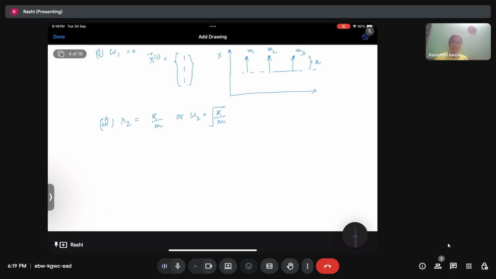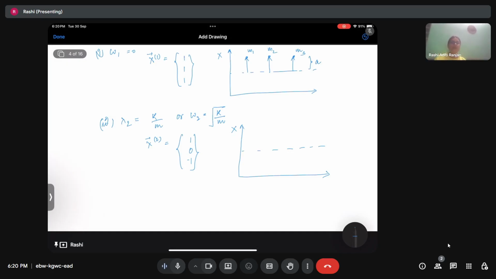Now, corresponding to this finite frequency, we are going to get the eigenvector as 1, 0, and minus 1. So now if I try to plot, what this is trying to say is basically this mode shape: if you displace mass m1 by some amount a and you displace mass m3 by some amount minus a, then the center mass is not going to displace to the left or right side.